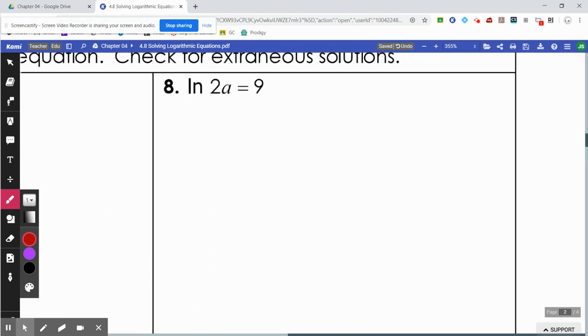Log base e of 2a is equal to 9. Again, remember the log here is of base e because it's a natural log. So we're going to rewrite this. There's nothing to condense, so rewrite it as e raised to the 9th power is equal to 2a.